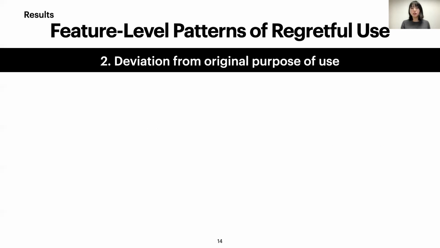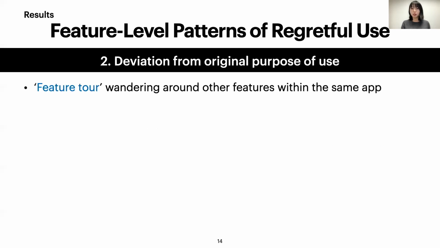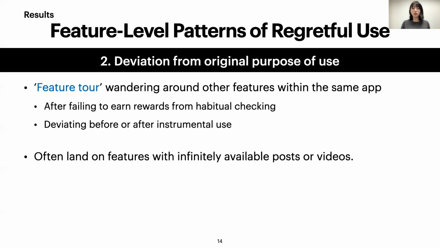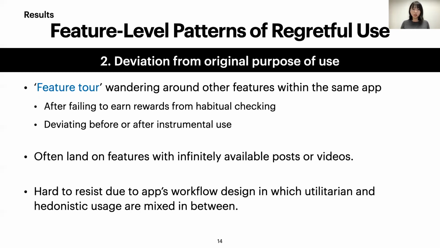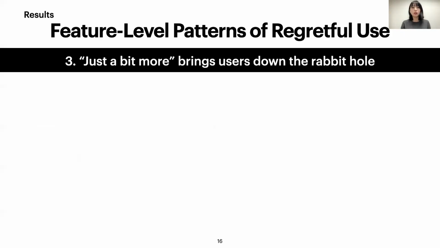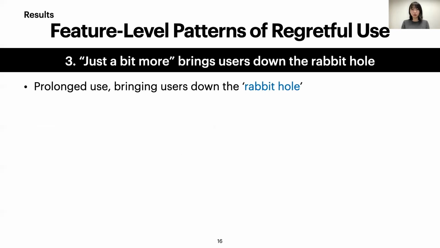The second regretful pattern is deviation from original purpose of use. We observed a pattern of feature tour in which participants wandered around different features within the same app. And this happened either by hopping onto other features after failing to earn rewards from habitual checking, or deviating although they opened an app for instrumental purpose with a clear intention of use. Participants who were unconsciously distracted often landed on features with infinitely available posts or videos, and they reported their experiences being hard to resist these deviations due to the app's workflow design in which utilitarian and hedonistic usage are all mixed in between. For example, in Instagram, users must pass across the suggested posts in order to use the search feature.